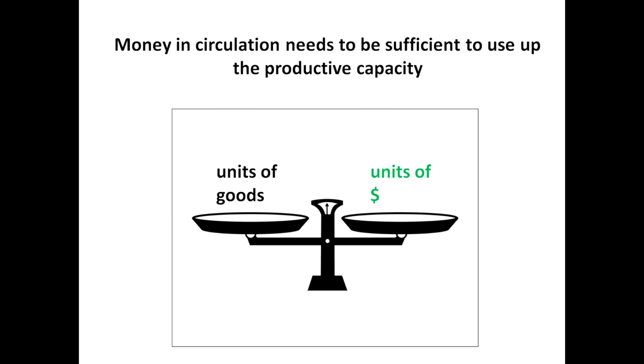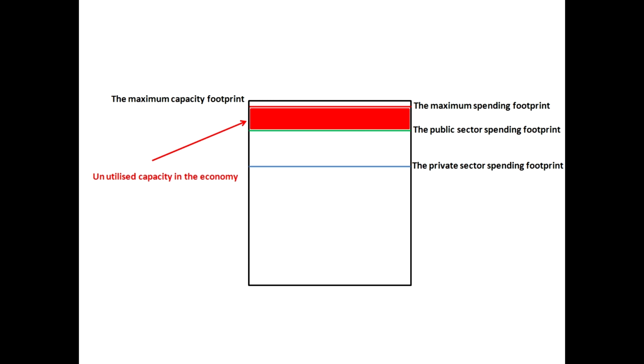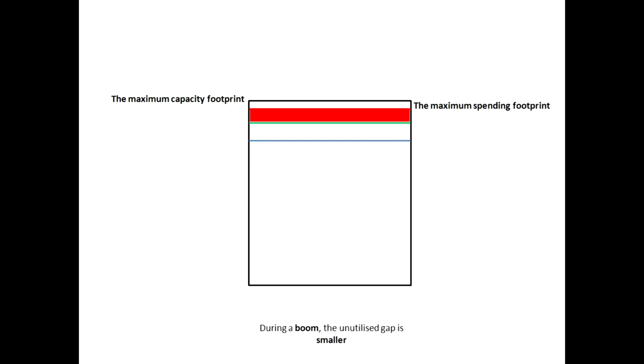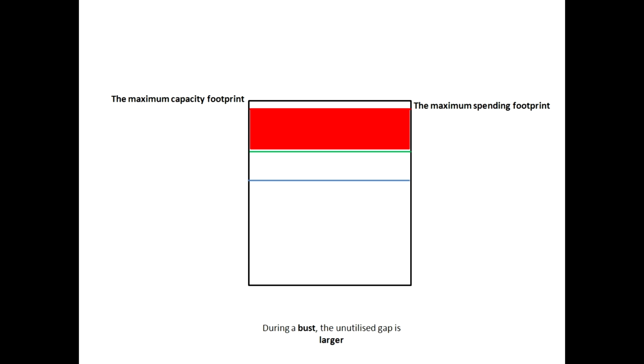At different points in the economic cycle, the amount of unutilised capacity can be higher or lower. Here is an example where the private sector and public sector spending footprint is higher than previous, and so our unutilised capacity is lesser. This would be at the peak of a boom, for instance. At other times, like the start of a bust, there will be more capacity unused, and the government can use this up with newly created money.